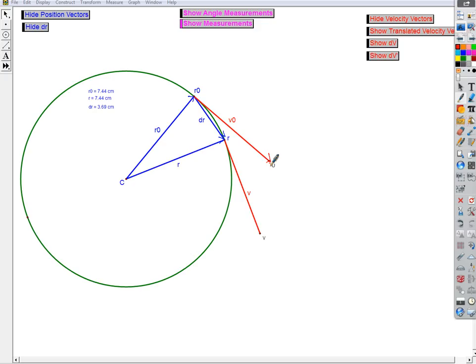Think of it this way. If I were spinning a rock around on a rope, and I cut the rope right when it's right there, where would it fly? It's going to fly tangentially. A lot of times people that don't have any experience with physics will say, oh, it flies off straight. It doesn't. It's going to fly off tangentially.